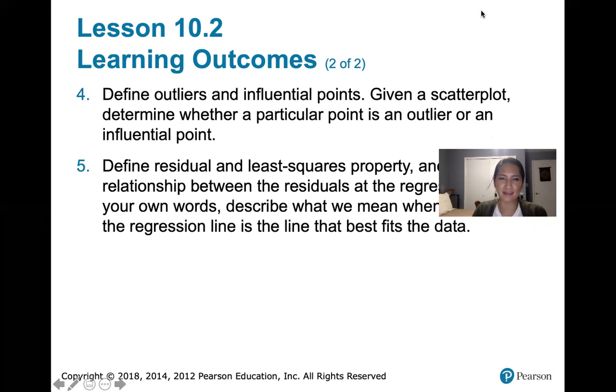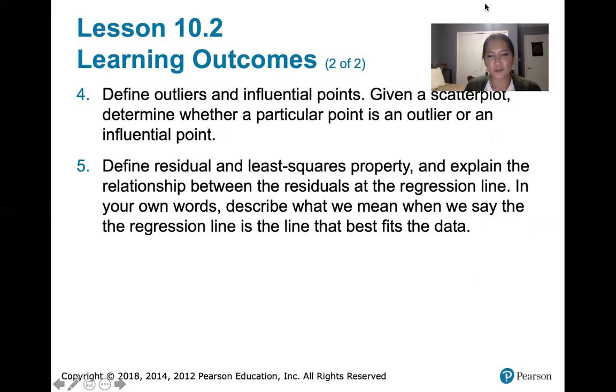In our fifth learning outcome, we discuss residuals, and we finally define what it is we mean when we say that a line is a best fit line to that scatter plot. When we say it's a best fit line, what we mean is that it satisfies the least squares property. We describe that and we explain the relationship between residuals and the regression line. My hope is that after watching that video, you'll be able to describe in your own words what we mean when we say that a regression line is the line that best fits the data.